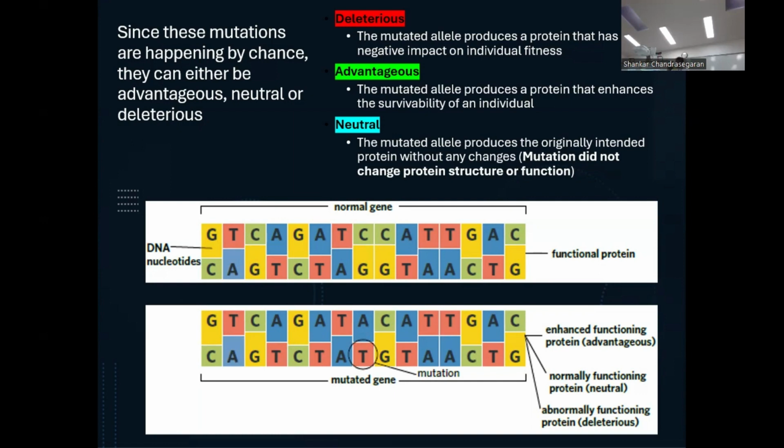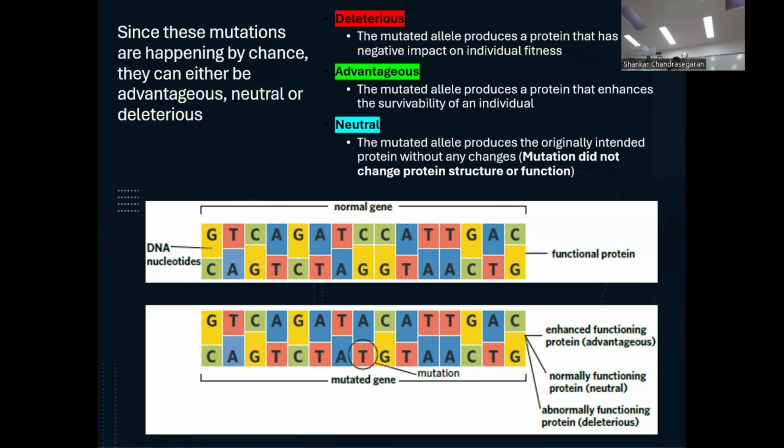Another one is advantageous. This is where the mutated allele suddenly improves the survivability of the organism. So somehow, that mutation is producing a protein that actually makes the individual survive better, right? Maybe it's producing more of a protein, or maybe it is producing that protein in a different version that can act as an advantage for the individual.